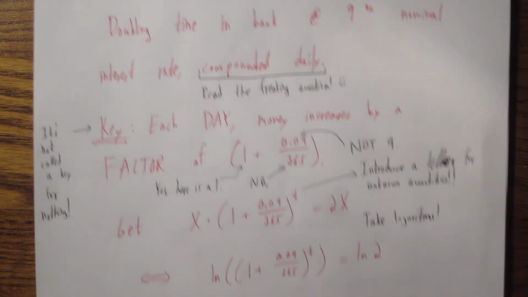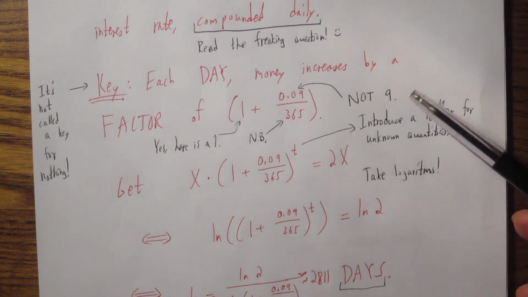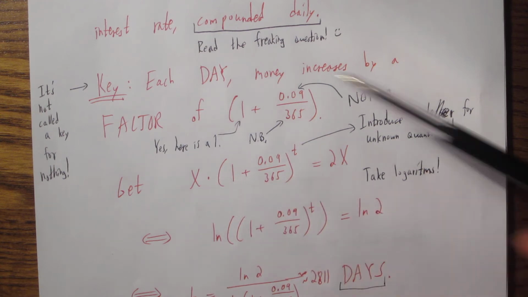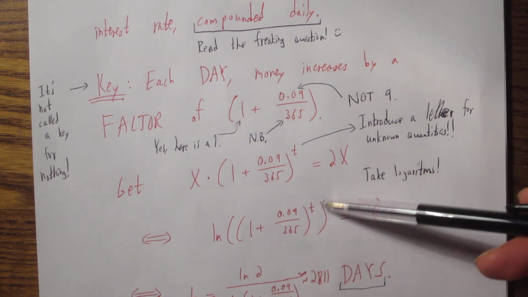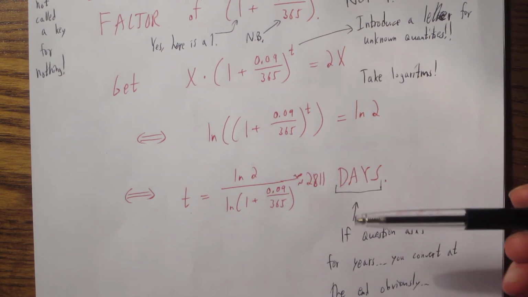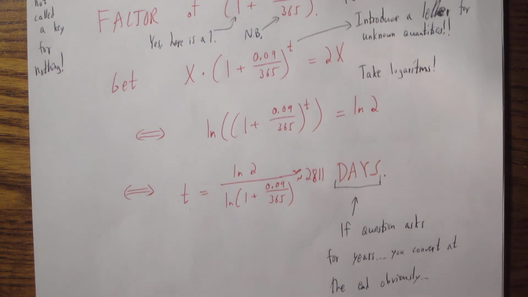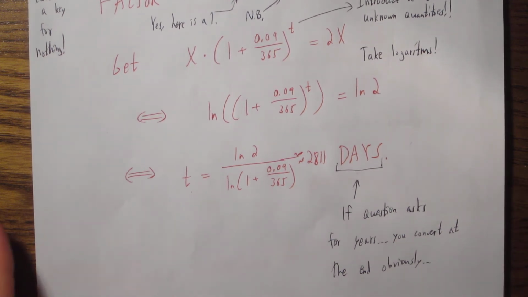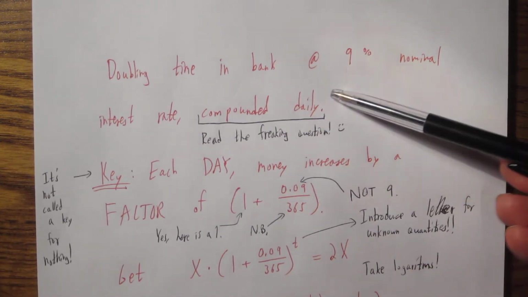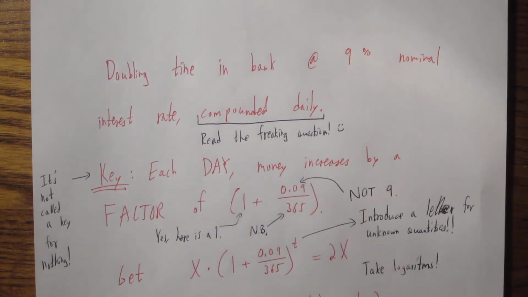So we introduce a letter for the unknown quantity, t say. You get your equation, whatever x is, you take logarithms after dividing by x, and the t can jump down. And this is the answer. If you use a calculator, it's approximately 2811, and that's days. So use factors and read questions carefully. Be careful when you find the relevant factor.